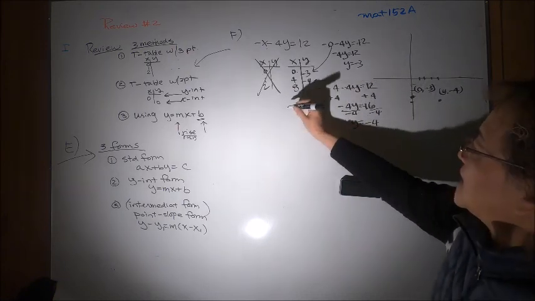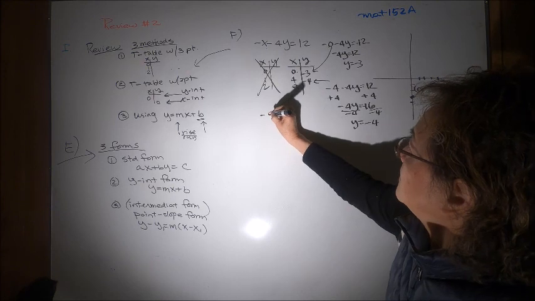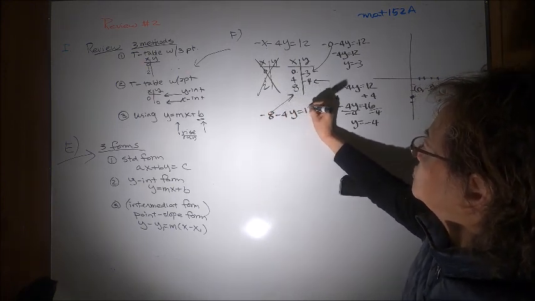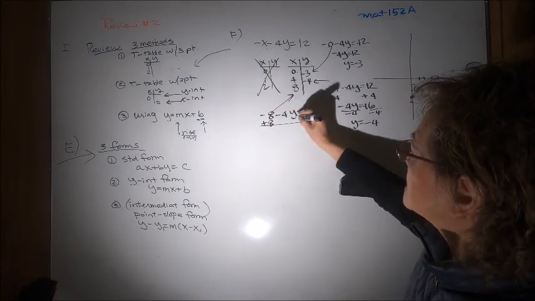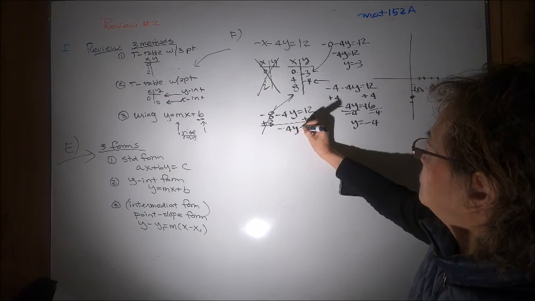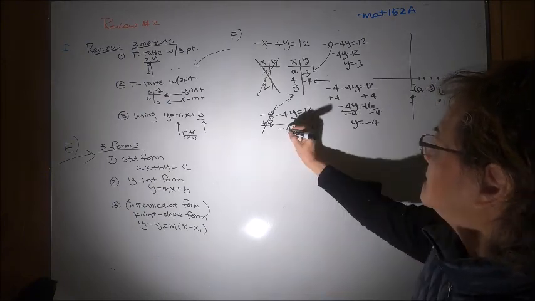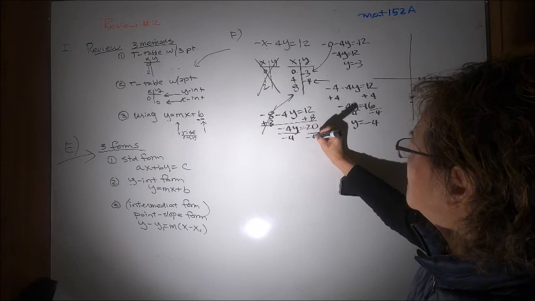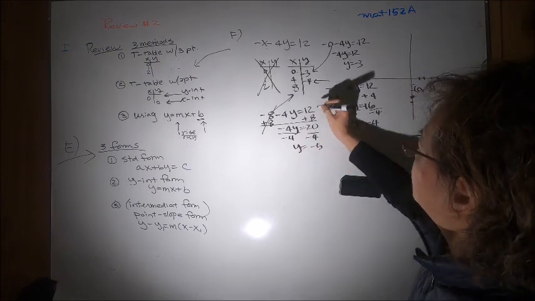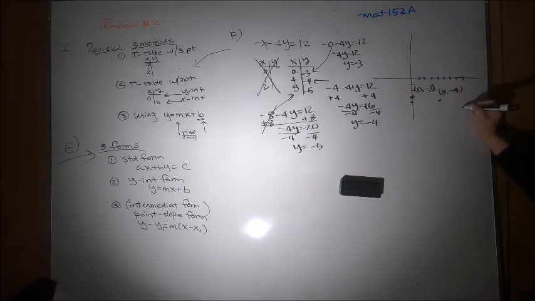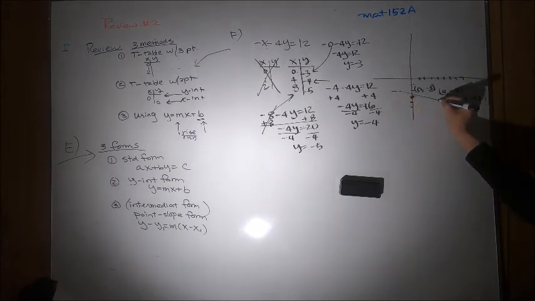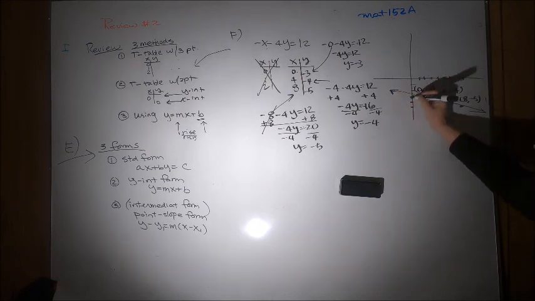Okay. If it's 8, so that would be -8 minus 4y equals 12. Then you add 8 on each side. -4y would be what? 20, right? Then you divide it by -4. Y is what? -5. Is that right? So 8, then that would be -5. 8 and -5. Okay? So you connect the line. That would be the result.